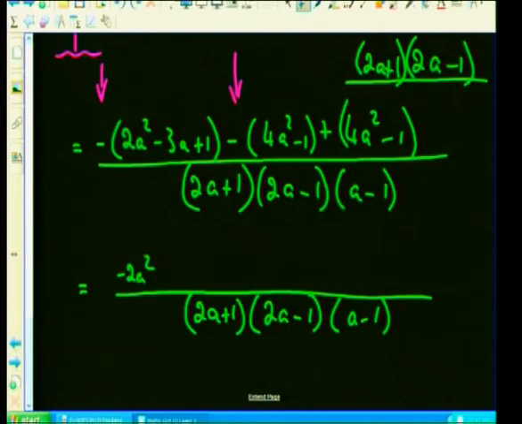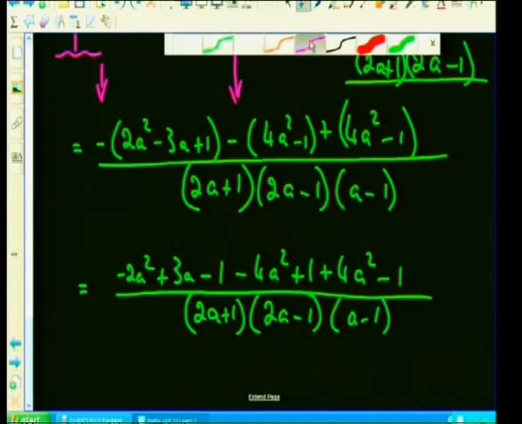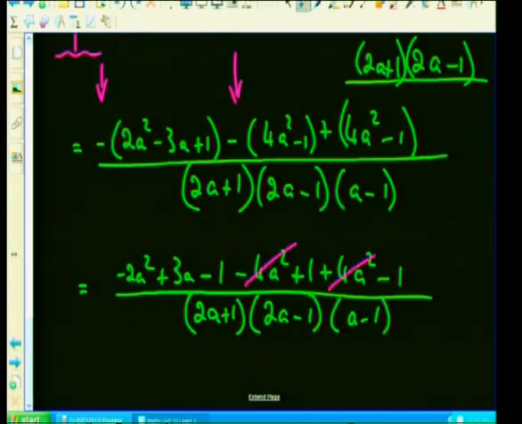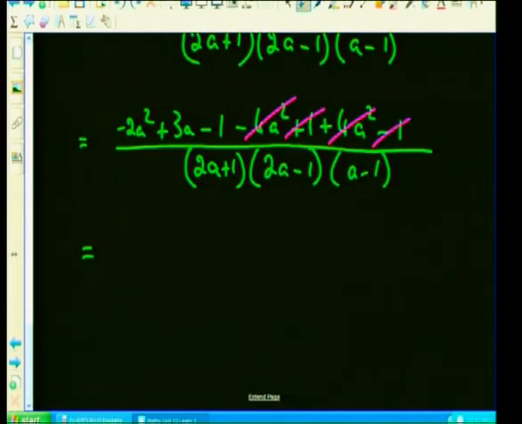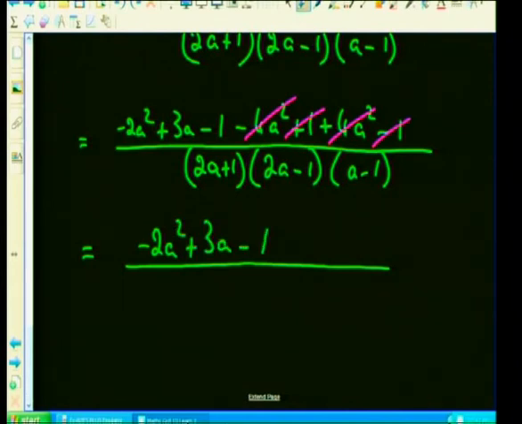Minus 2a squared plus 3a minus 1 minus 4a squared plus 1 plus 4a squared minus 1. Well, the 4a squared and the 4a squared can disappear. The plus 1 and the minus 1 can disappear. And what is my final answer going to land up being? Minus 2a squared plus 3a minus 1 over our 3-factor denominator.